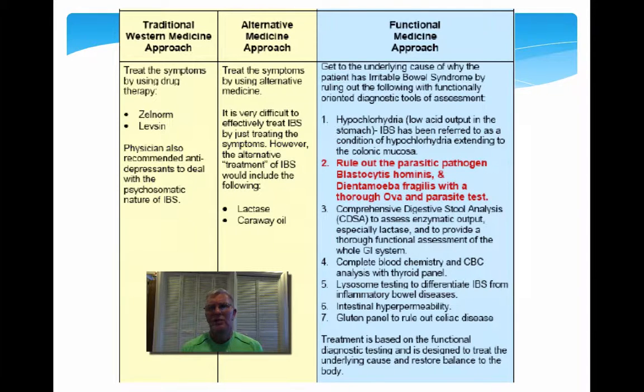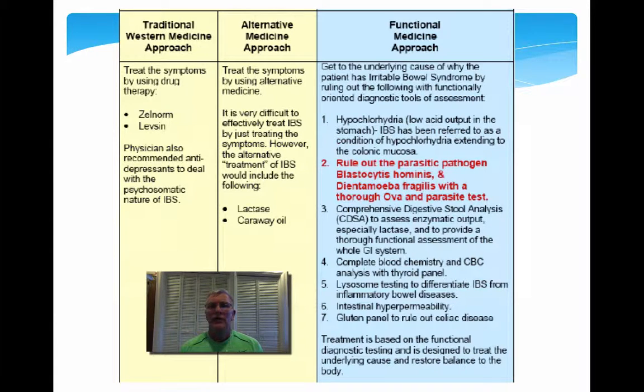Over on the right, you're going to see the functional medicine approach for a person that presents with irritable bowel syndrome symptoms. Bottom line is we're going to try to get to the underlying cause of why the patient has irritable bowel syndrome by ruling out the following. First, many patients with irritable bowel syndrome have low acid output in their stomach. That's called hypochlorhydria. That's going to be looked at to see if the patient has low acid output.